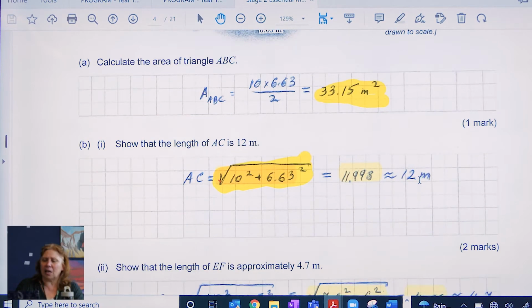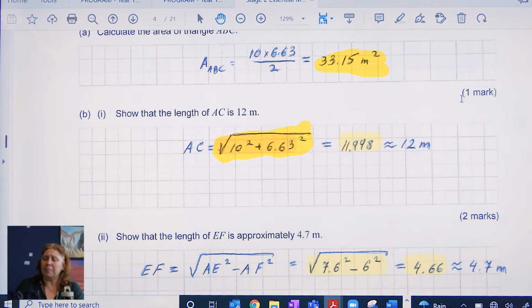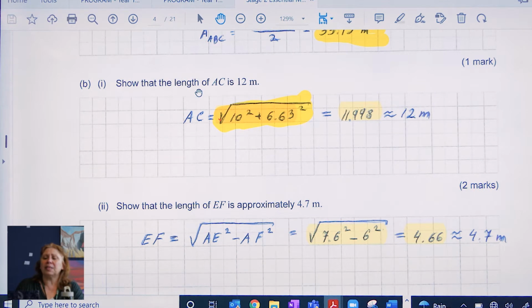And again, they say calculate the area of the triangle, 1 mark, base times height divided by 2. Of course, they need to know that. Next one: show that the length of AC is 12 meters. Again, the answer is there, and it's 2 marks. So of course, we want to see the Pythagoras. And we want to see that it's adding, not subtracting. A lot of students are still confused with the Pythagoras.